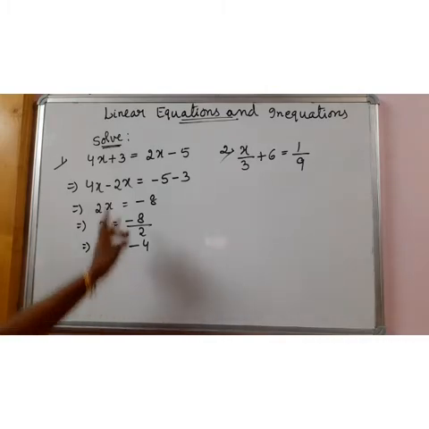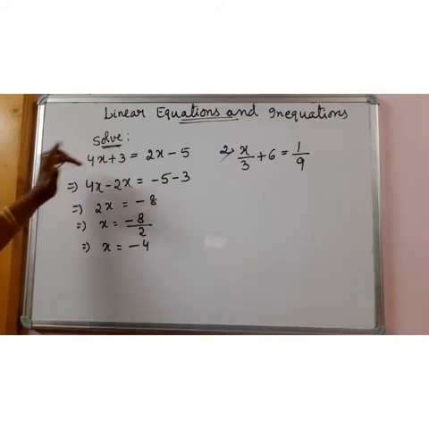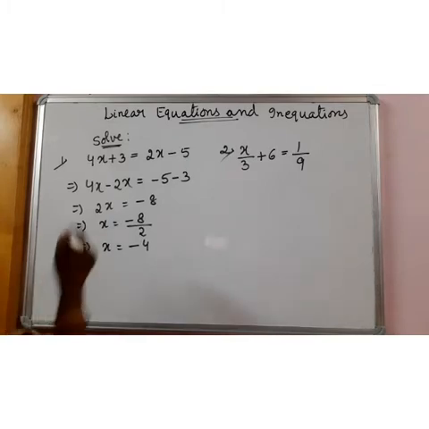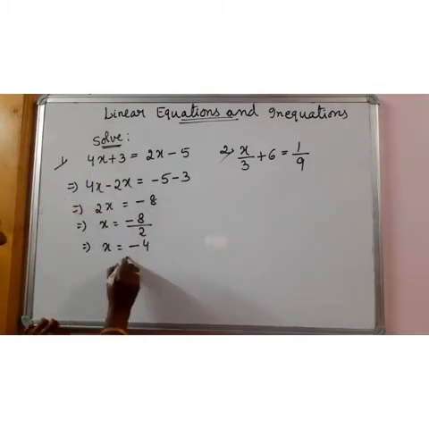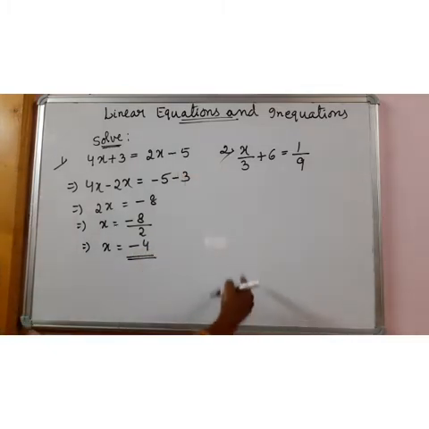And you see, in every step of the equation, we have to use the implies sign. So solve means find the value of the variable. Here the variable is x. x = -4. Now let me solve one more.